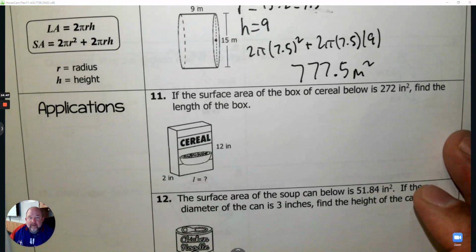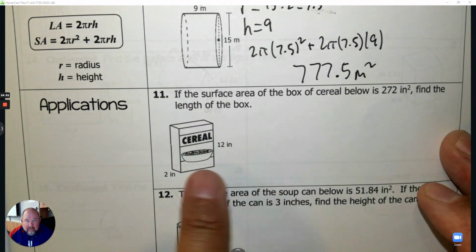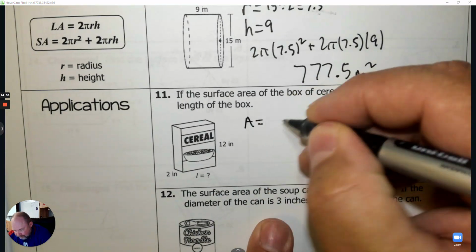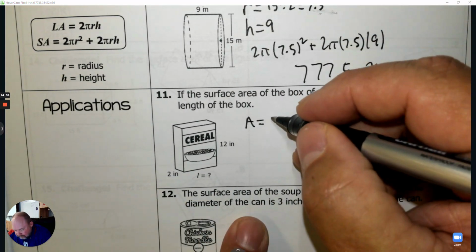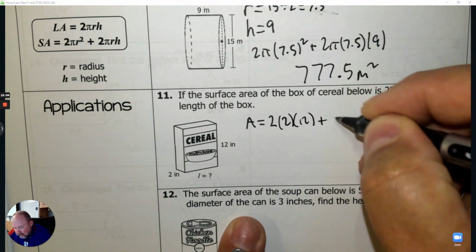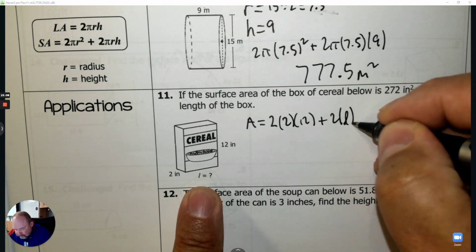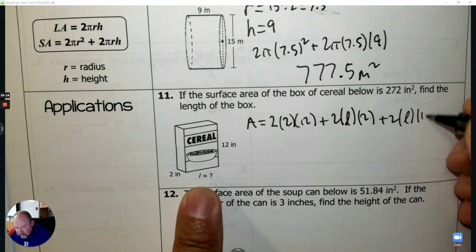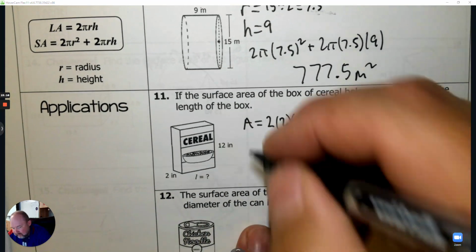All right. It says if the surface area of this box is that, find the length of the box. So surface area, we're going to go 2 times 2 times 12. We're going to go 2 times that length times 2, and 2 times that length times 12. So that's the formula we're going to use. We know A is equal to 272.